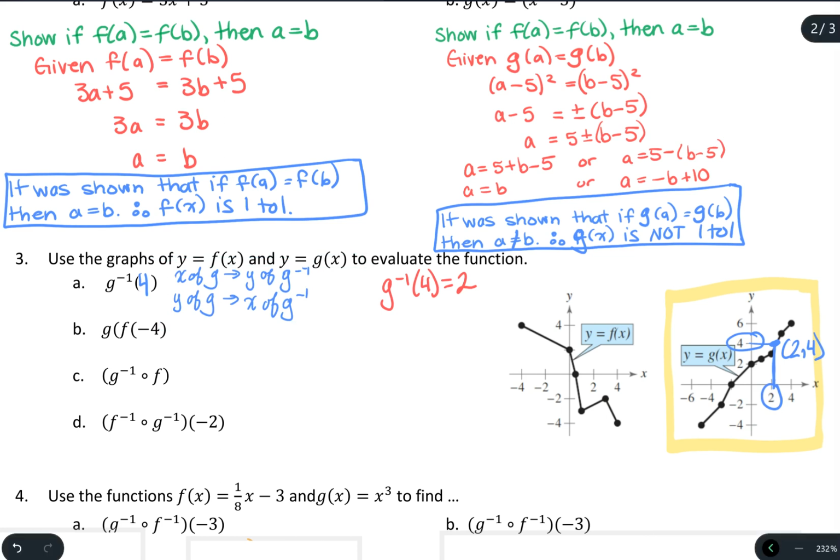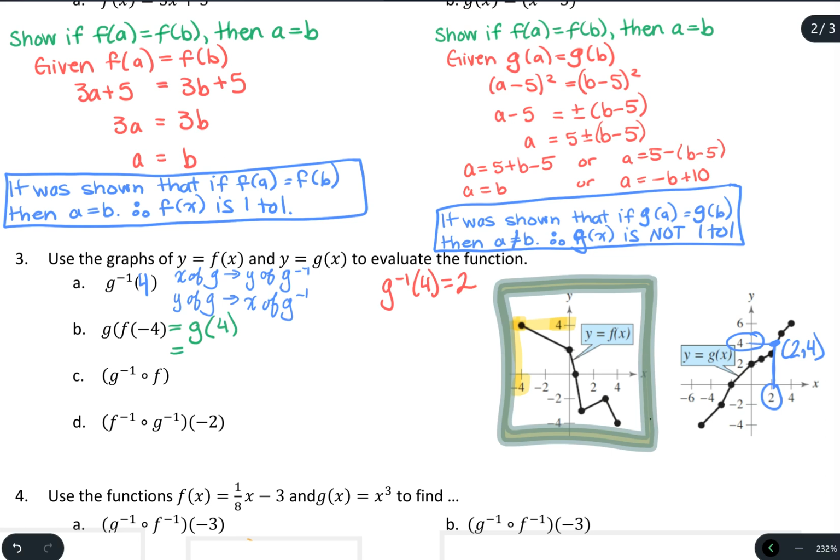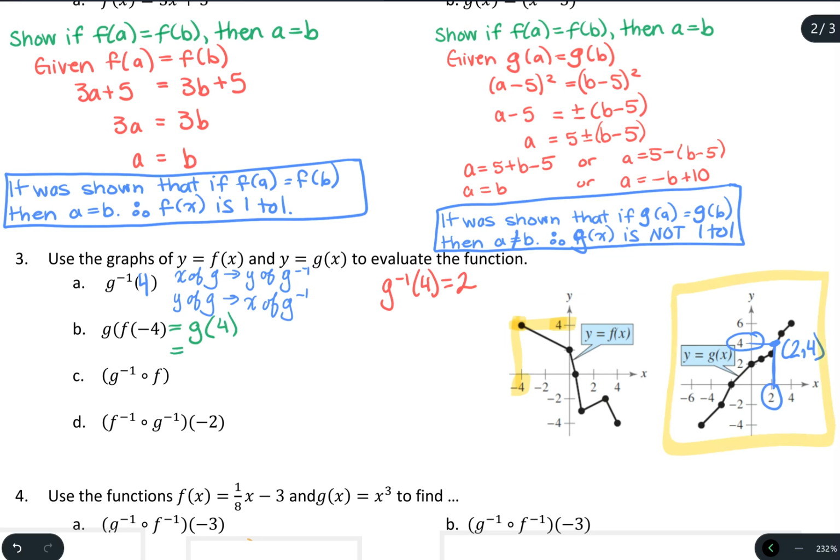All right, second one, part B, g of f of negative 4. So here I'm doing my f function first. So this is going to be g of, let's find f of negative 4. So on the f graph, I find negative 4, that's my input, and that value gives me positive 4. So now I'm going to look for g of 4, and so over to my g graph, I'm going to find my g of 4. So over here, looking for g of 4, I find 4, and 4 looks like it gives me 6. And so g of f of negative 4 is equal to 6.